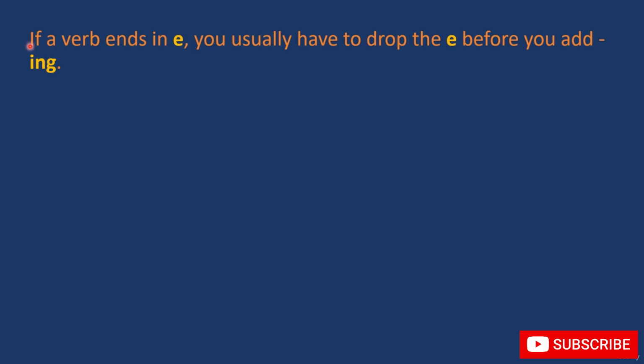Here we have another point. If a verb ends with E, you usually have to drop the E before you add ing. For example, here I have the verb chase. The verb chase ends with E. If I need to add ing, I have to cross out the e before I add ing. So here it will be chasing. So we dropped the e. We need to apply this to all verbs.